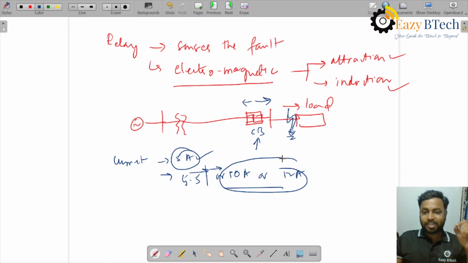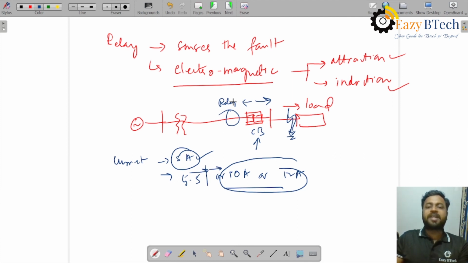And the relay has to sense this increase in current. So if the relay has to sense this increase in current, it has to be connected to the system, right? The relay has to be connected somewhere so that it can measure or feel the increase in current. So can we connect the relay directly here so that it experiences the flow of current? It is possible, but we usually don't do it like that.